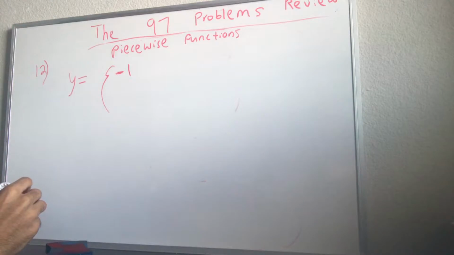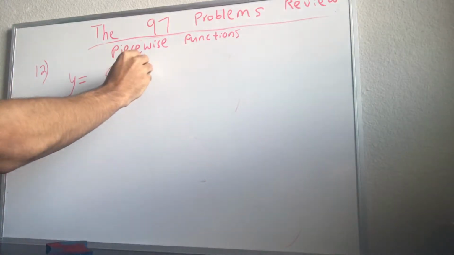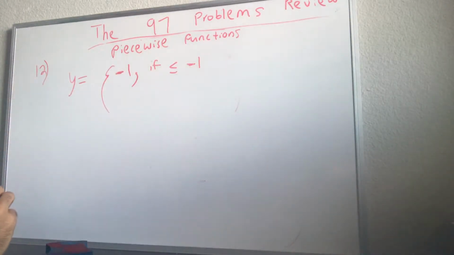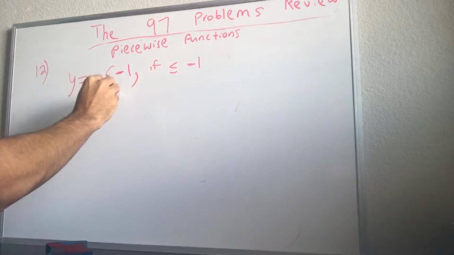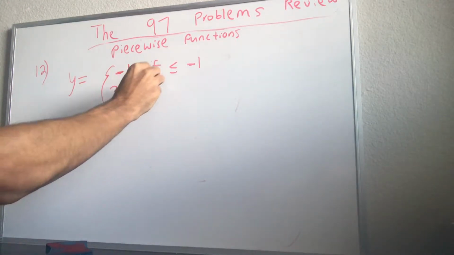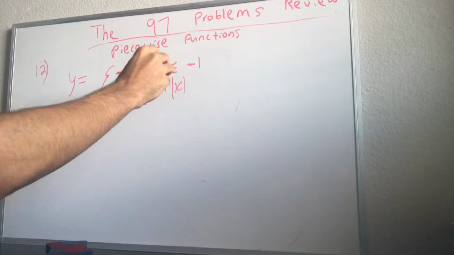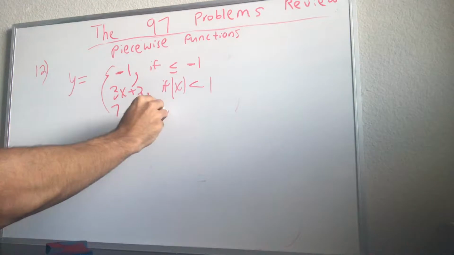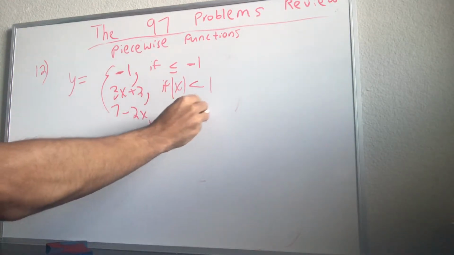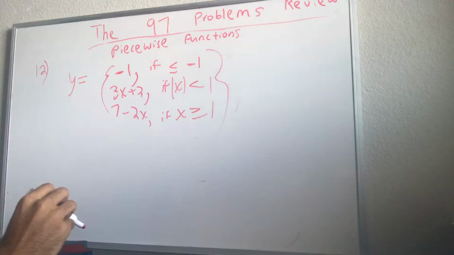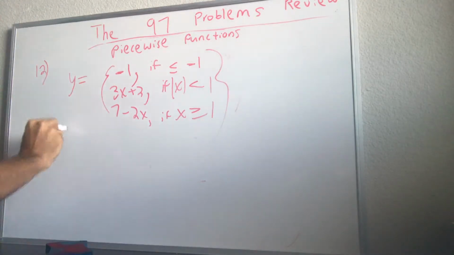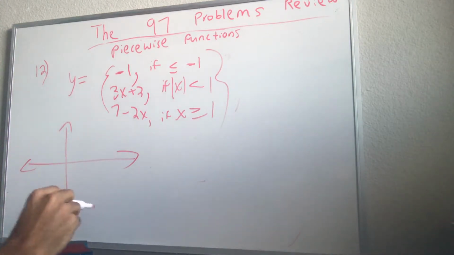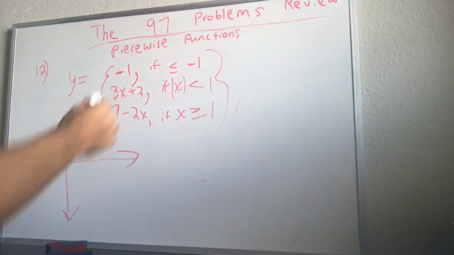So we have -1, or we can say if x is less than or equal to -1, and then we have 3x plus 2 if the absolute value of x is less than 1, and then we have 7 minus 2x if x is greater than or equal to 1. So we have this over here, and now we want to graph this function, with these different restrictions given to us.